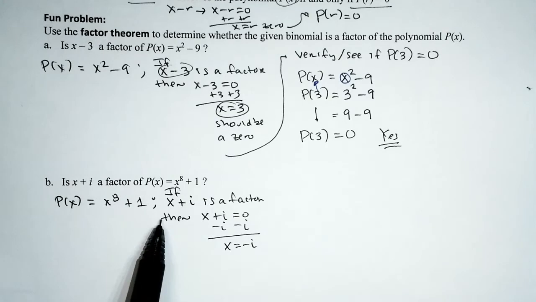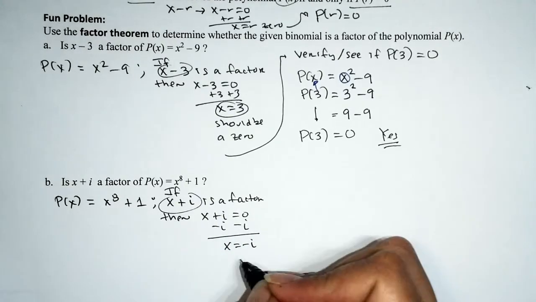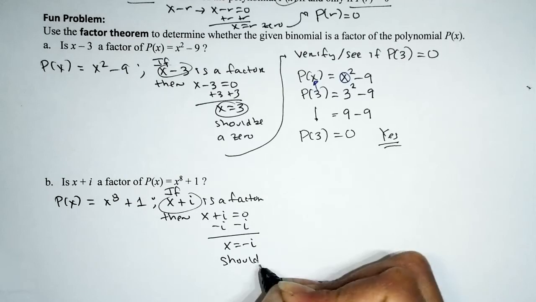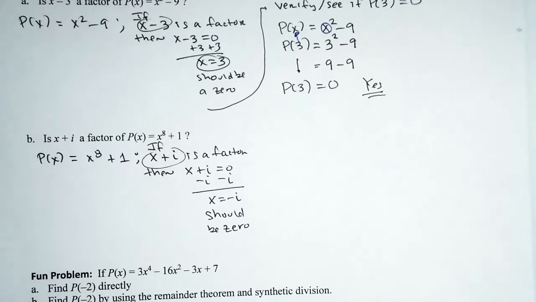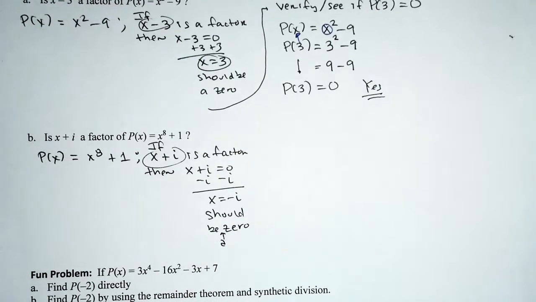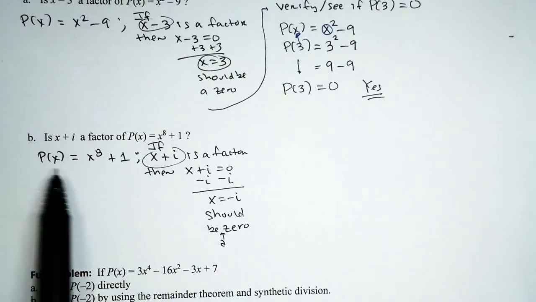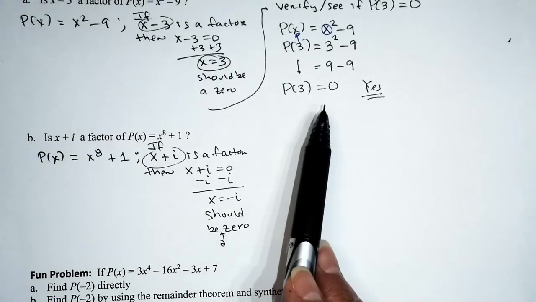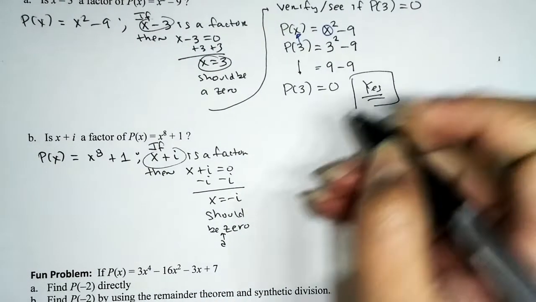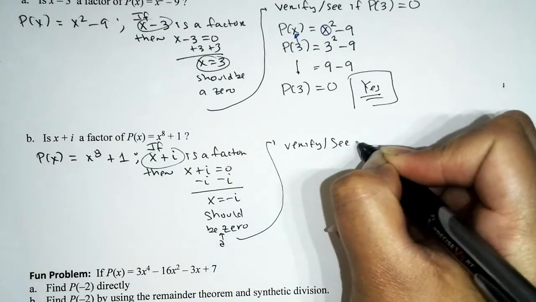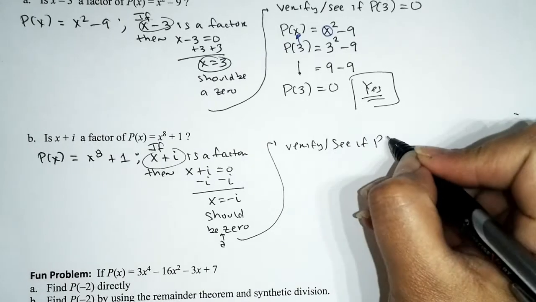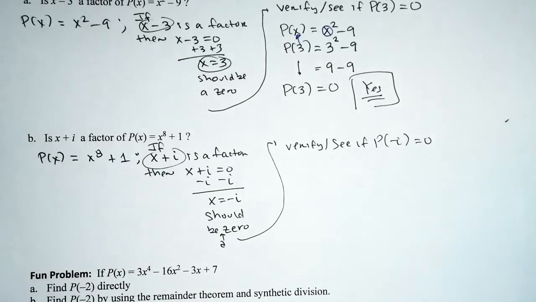If x plus i is a factor of the polynomial, then negative i should be a 0 of the function. So if negative i is indeed a 0 of the function, then when we evaluate the function at negative i, the function value should be 0. I didn't box my answer. So I'm going to put: verify, or see if, when we evaluate the function at negative i, that gives us 0.